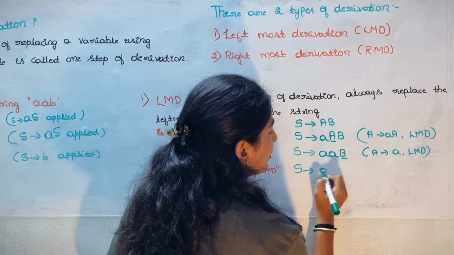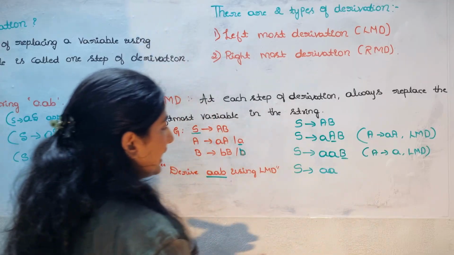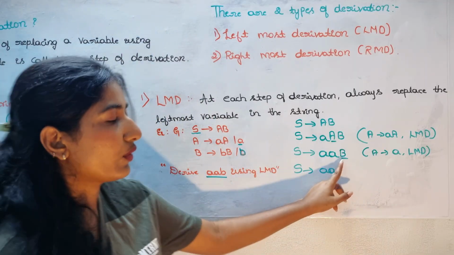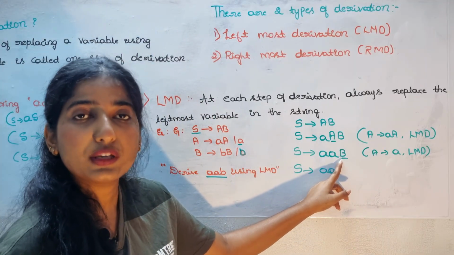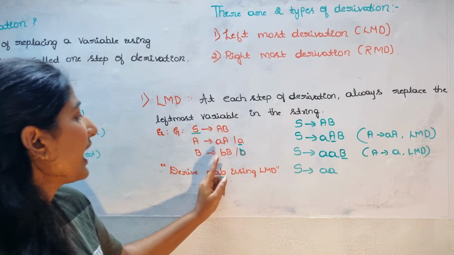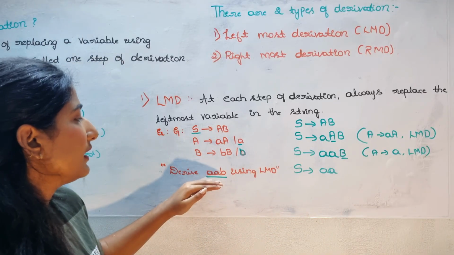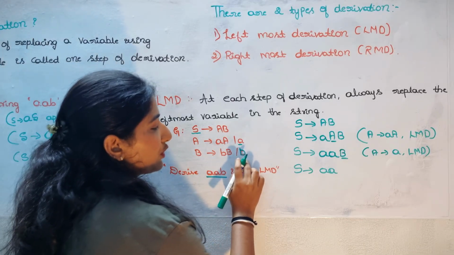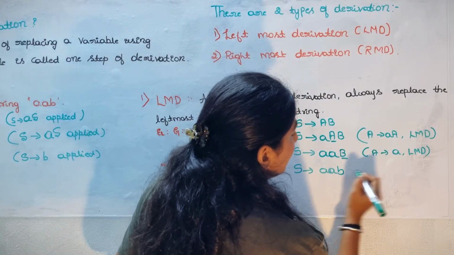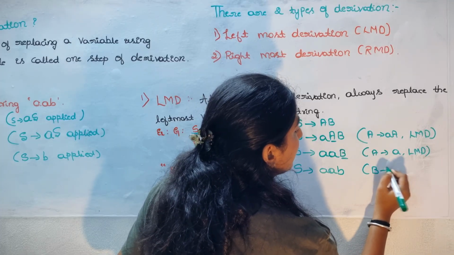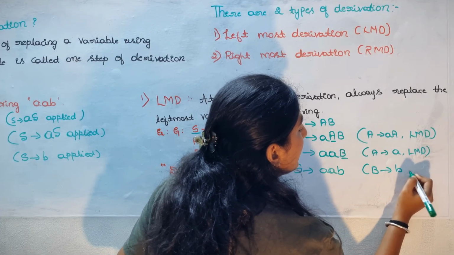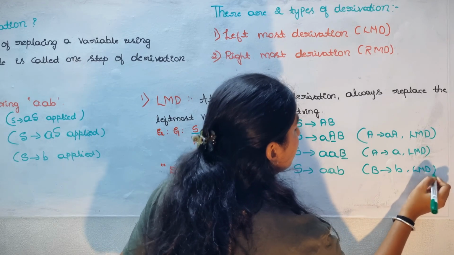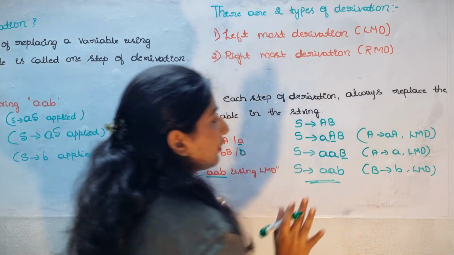So S derives A, write it as it is, and in the place of capital B I have to replace it with a terminal, right? So I have B and B, but in the final string I need B, right? So I already have small b here, so I am replacing it with B. So I am replacing B derives B. Okay, so this is the final string.